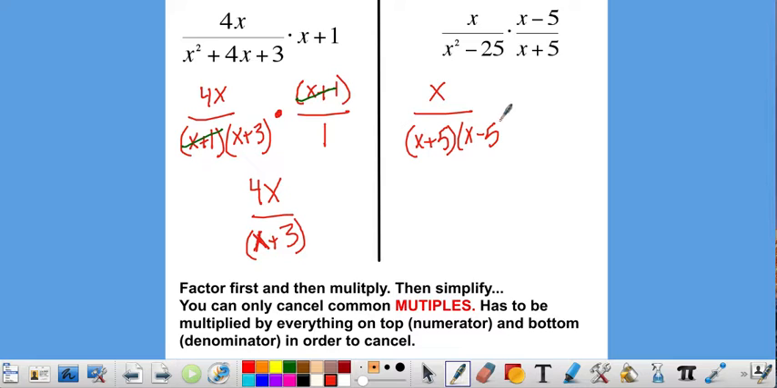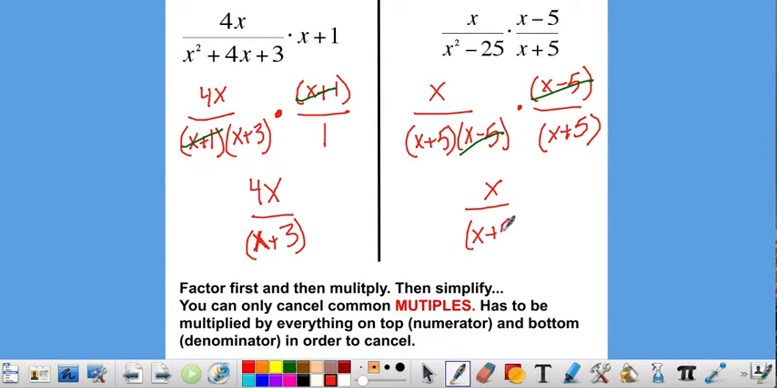So x plus 5 times x minus 5 times x minus 5 over x plus 5. Nothing changing over there. And then what can cancel? Well, x minus 5 and x minus 5 for sure. So we're left with an x on top, and then on bottom, we're left with x plus 5 times x plus 5. You really can't simplify more, so I'm just going to write this as x plus 5 squared.